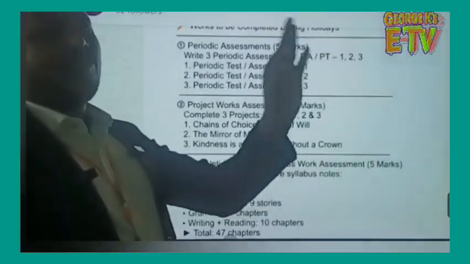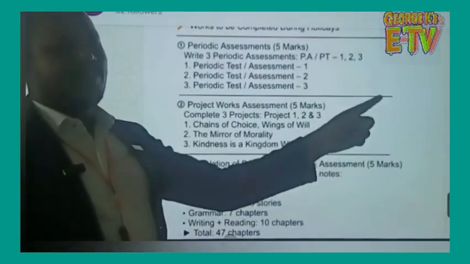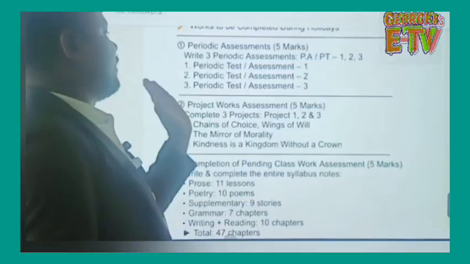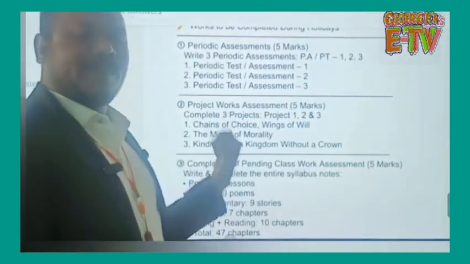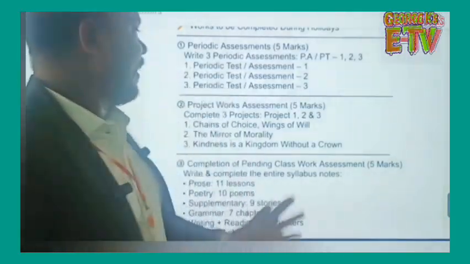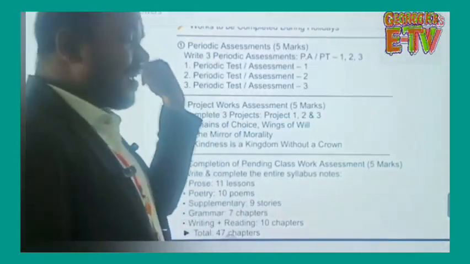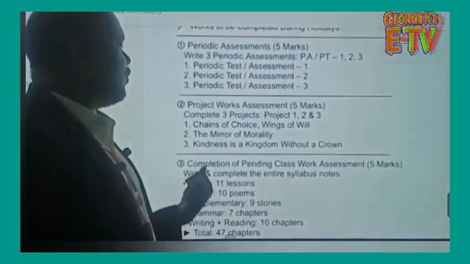First one is periodic assessment for 5 marks. Write the 3 periodic assessments, so PA or PT 1, 2, 3: periodic test 1 or periodic assessment 1, periodic test 2 or periodic assessment 2, periodic test 3 or periodic assessment 3. This is the first 5 marks. Second content is project works, assessment of 5 marks. Number 1, 2, 3: 3 projects.